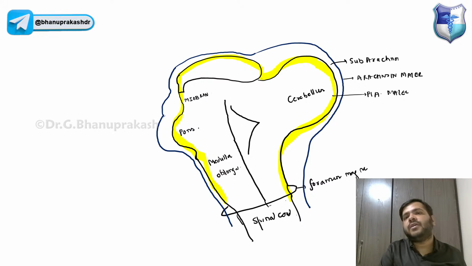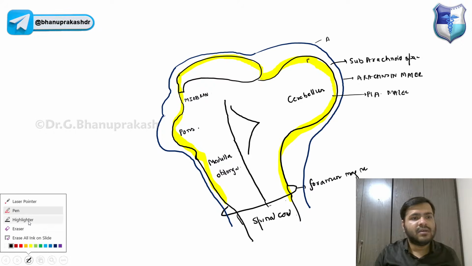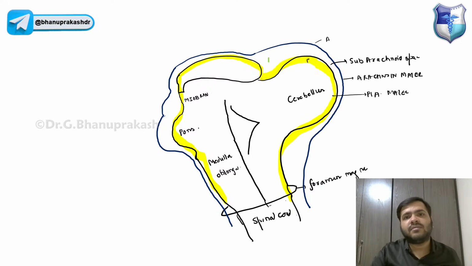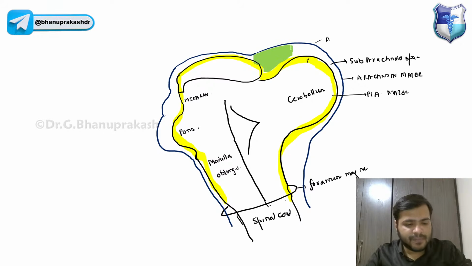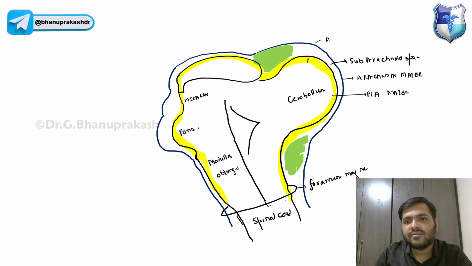The subarachnoid space. Now, guys, if this is the arachnoid and this is the pia matter, can you see the space over here, which is very large? I'm talking about this particular space, the subarachnoid space. It is widened over here. This widening of the subarachnoid space happens at certain places only. Over here also you can see.